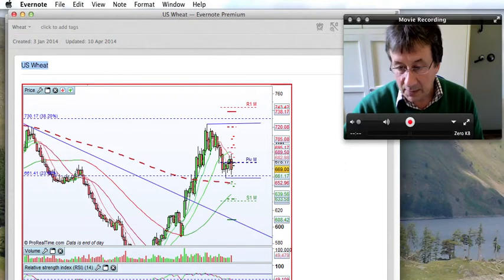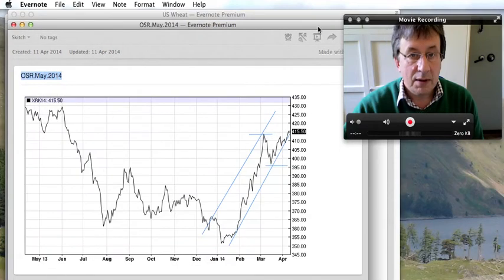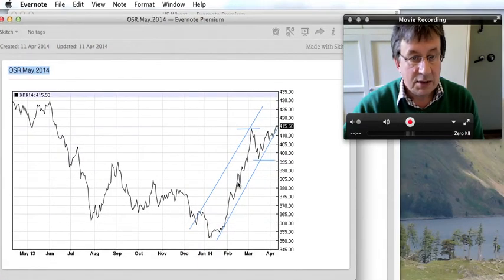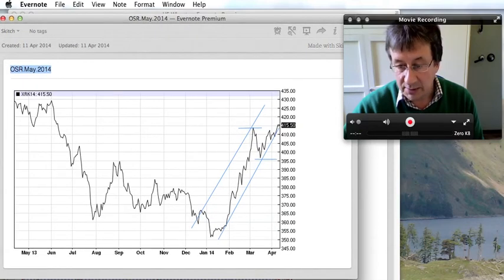Have a look finally on oilseed rape, and you can see here it's in a nice upward sloping channel. We saw this low here 395, took out this high here of 415, and see no reason why we can't go up to test the recent high on this chart at 435, 430. So that's looking like an upwards channel still at the present moment.